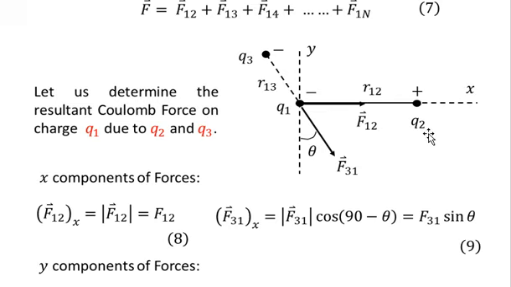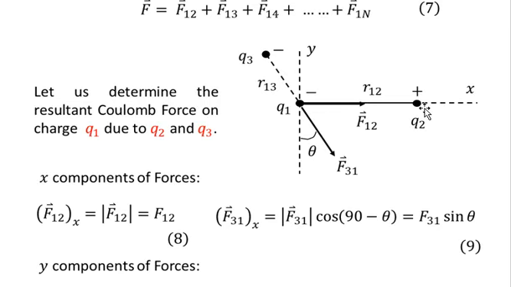Now let's talk about the charge Q2. Charge Q2 is positively charged, and Q1 is negatively charged. The charge Q2 will try to attract the charge Q1 towards itself. That's why the force on the charge Q1 will have a direction F12 towards the direction of charge Q2.